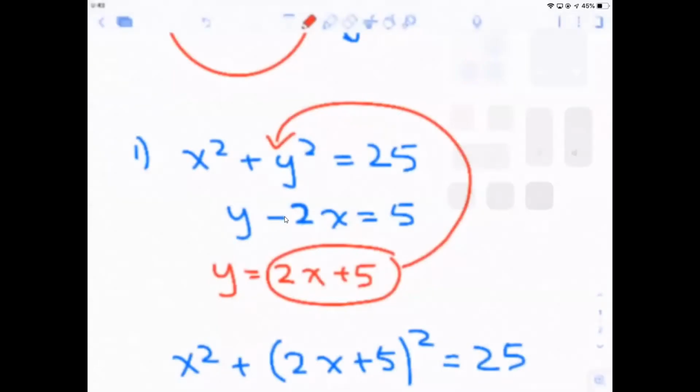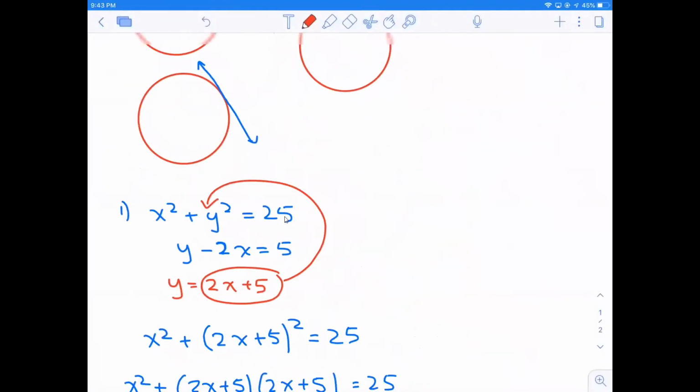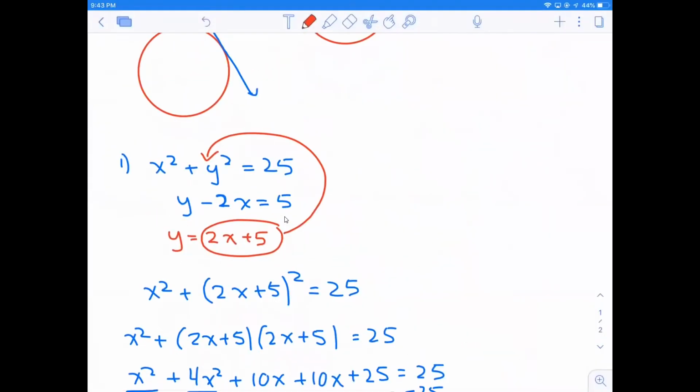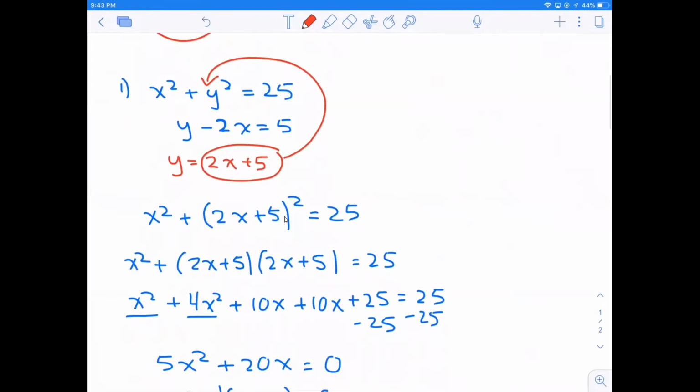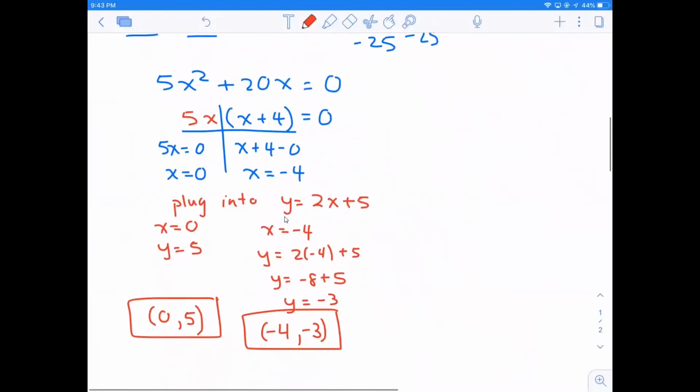And let's take a look at our next example. So that first one was pretty straightforward. If you're given the equation of a circle and a line, that's what you do. You solve the linear equation for either x or y, and you sub it into your circle equation. And most of the time, what you're going to end up with is a quadratic equation, so make sure you know how to factor and solve quadratics.